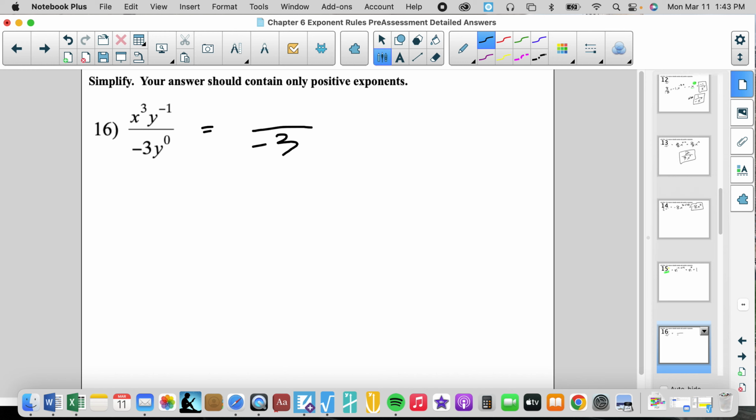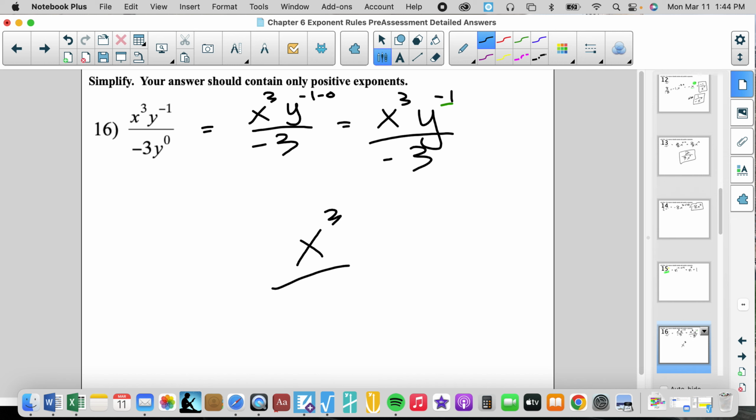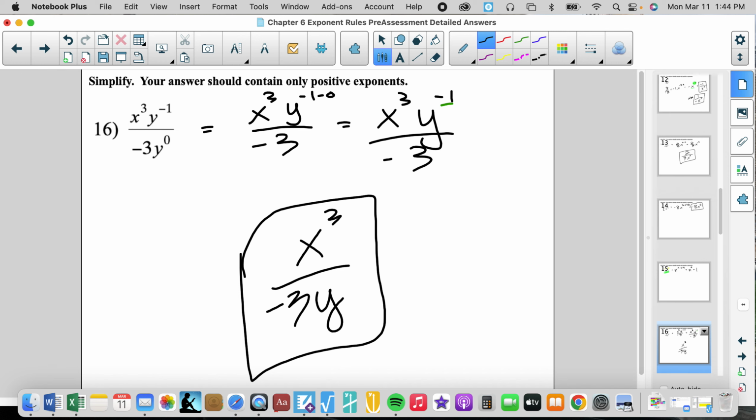That -3 in the denominator doesn't have anything. X to the 3rd, and then we have y to the -1 minus 0. X to the 3rd, y to the -1 over -3. We're going to get rid of this negative exponent here. By moving it, we get x to the 3rd over -3y would be my final answer.